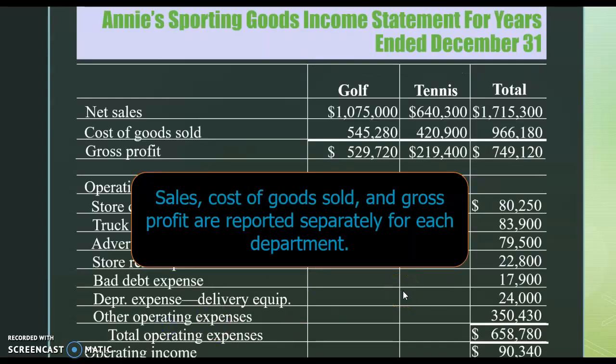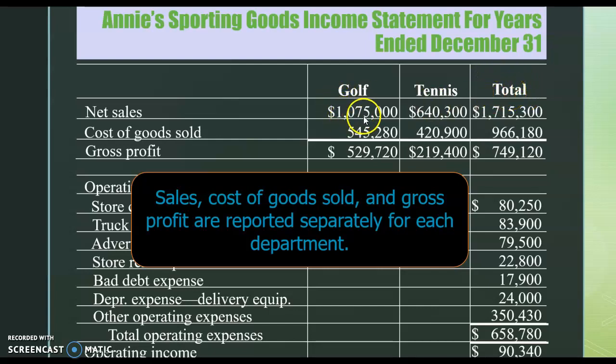Here is an example in which we have Annie Sporting Goods, and this is their income statement. You'll notice at the top we have our net sales, minus our cost of goods sold, is our gross profit. Annie's has two departments: the golf department, which sells a bunch of golf equipment, and the tennis department. And here's the total for the store over to the right.